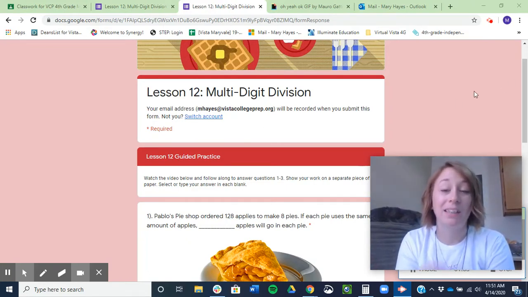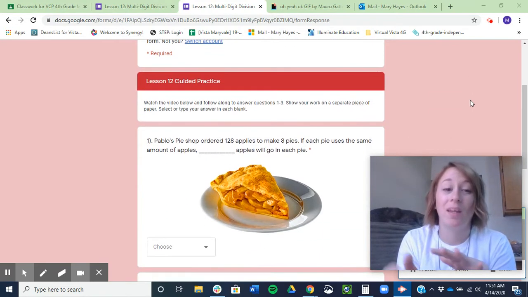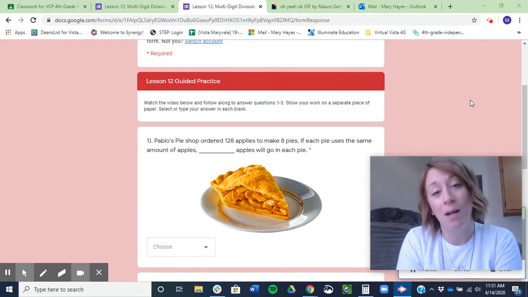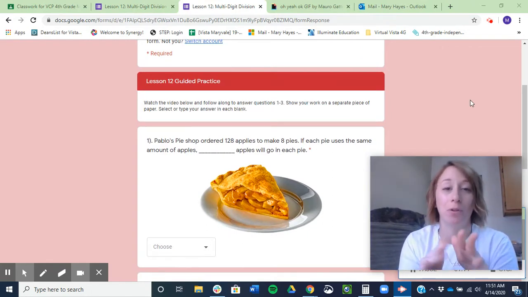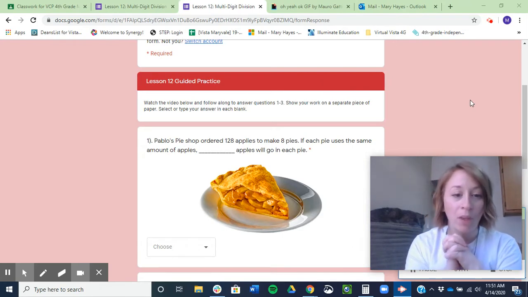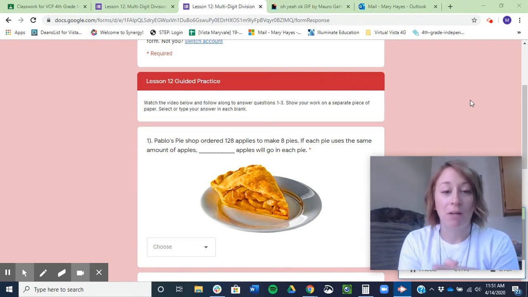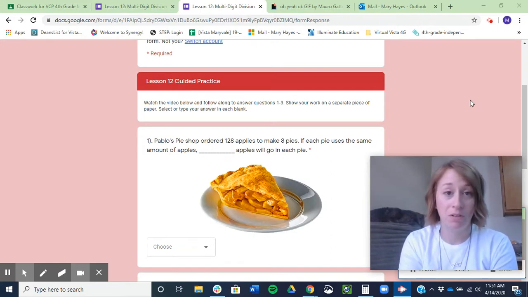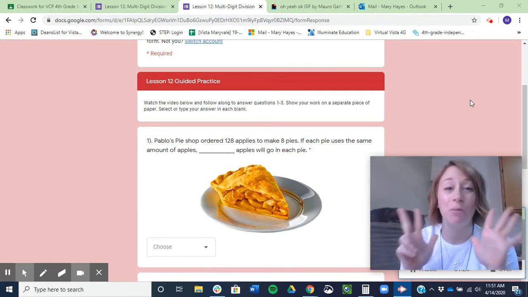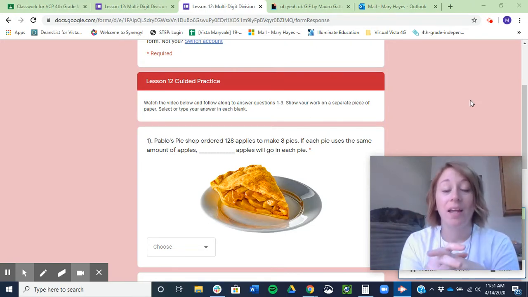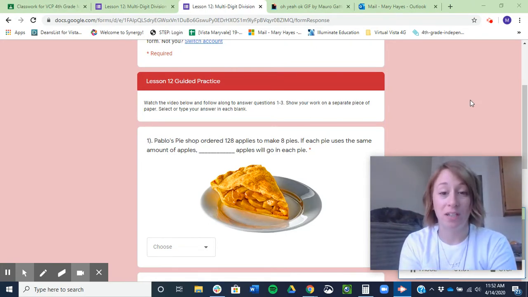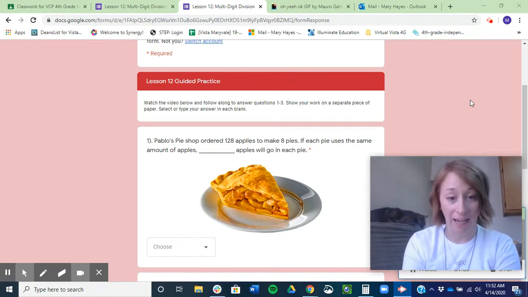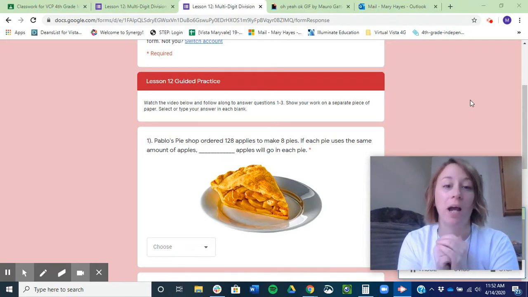Okay, in today's story problem, it is about a person named Pablo who has a pie shop, and Pablo is making some apple pies. So good. Well, Pablo's Pie Shop ordered 128 apples so they can make 8 pies. If each pie uses the same amount of apples, blank apples will go in each pie.